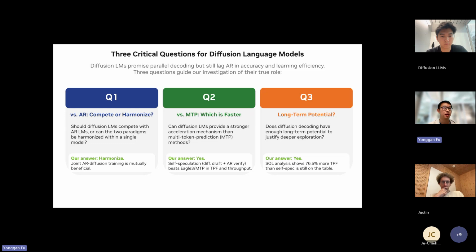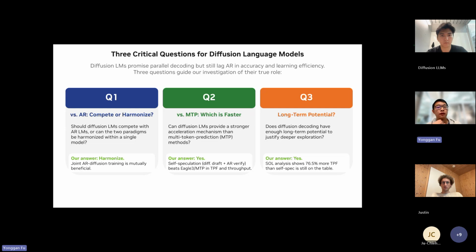The first one is that although the accuracy can be comparable to AR, you can see that even the recent release of Diffusion Gemma still has some gap with the AR model if you do a wide range of tests across different benchmarks. So this makes us ask whether we should really compete diffusion LMs with AR models in terms of accuracy, or whether we can try to harmonize them into the same model. This is the first question: the relationship between diffusion LMs and autoregressive LMs.